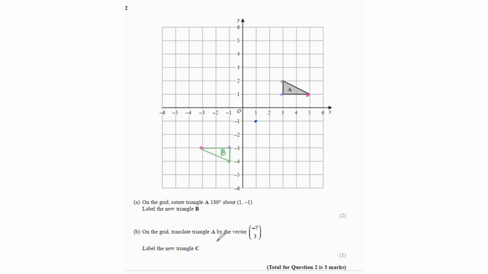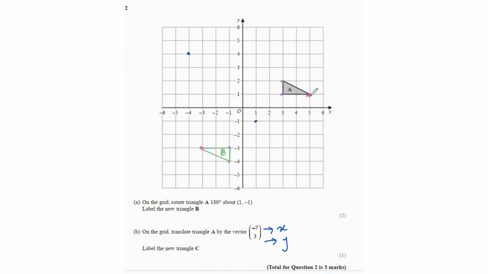Then it's saying on the grid, translate triangle A by the vector -7 and 3. So like we did in the previous part, the top number is X and the bottom number is Y. In this case, the translation vector is pretty much the same. The X value is negative and the Y value is positive. So we move 7 units to the left. So A, let's pick the purple point. So if you pick the purple point, it's going 7 to the left. So 1, 2, 3, 4, 5, 6, 7, and 3 up. So 1, 2, 3. This is where it comes.